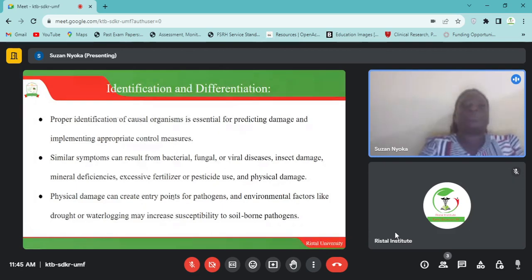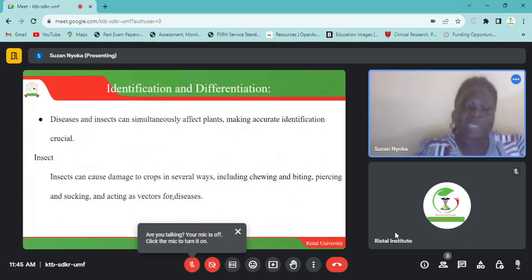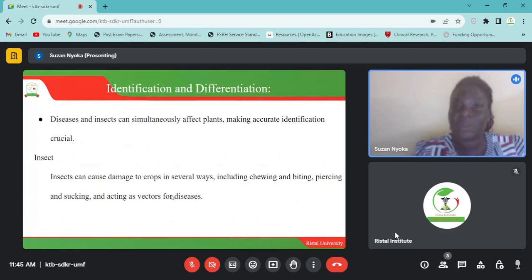Diseases and insects can simultaneously affect plants, making accurate identification crucial. As we said earlier on, all these pests can cause almost similar effects on the plant, making it really very hard to tell which organism particularly caused that damage to your product. And then insects can cause damage to crops in several ways, including chewing and biting, piercing and sucking, and acting as vectors for diseases.